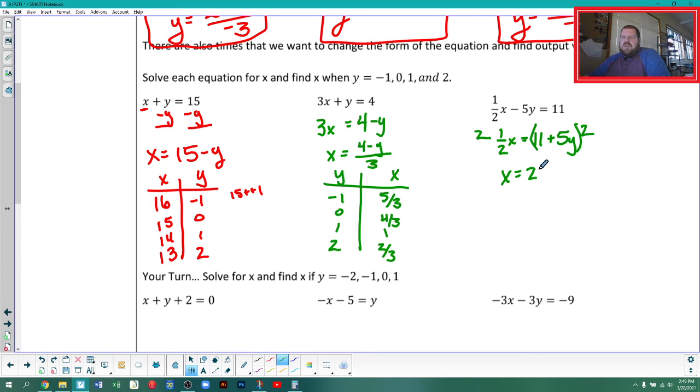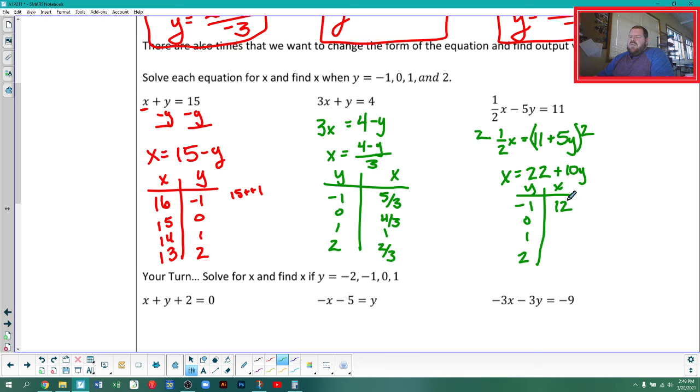11 times 2 is 22. 5 times 2 is 10. And there we go. We can plug those in. Plug in my -1, 0, 1, and 2, and find out my x's. 22 plus 10 times -1. 10 times -1 would be -10. 22 minus 10 would be 12.